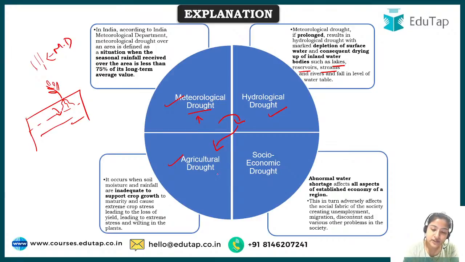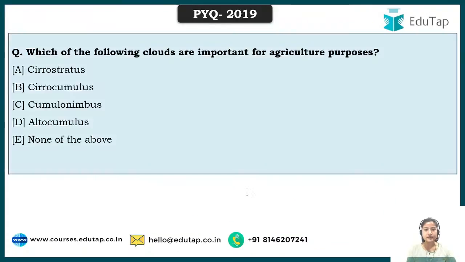And this finally would lead to what? Socio-economic drought. What happens? Because if there is abnormal shortage of water, it would not only affect the plants or the crops, but also the people living in that area, right? Because there was scarcity for people also, no? If there is no water available for plants, then how can we imagine there would be water available for animals and humans? So all these things are interconnected, and from one question we have covered this whole concept. I hope this is clear.